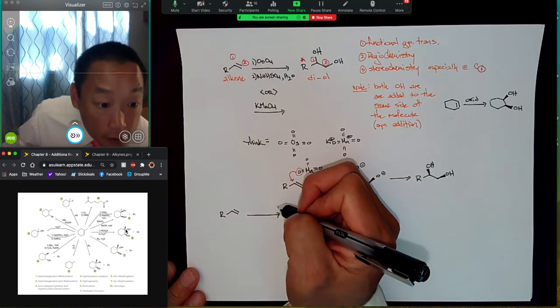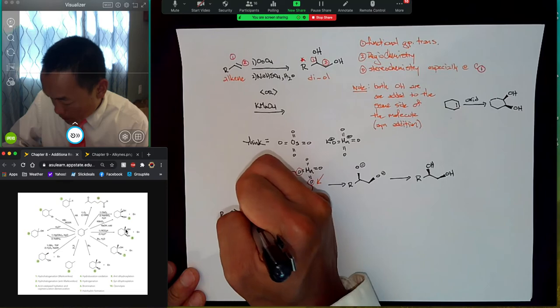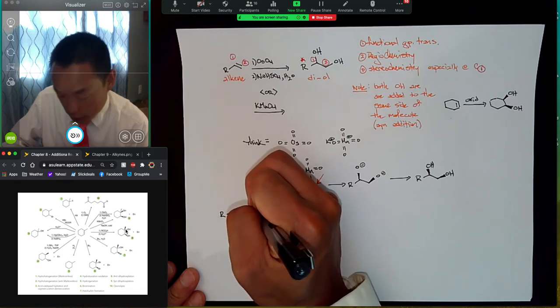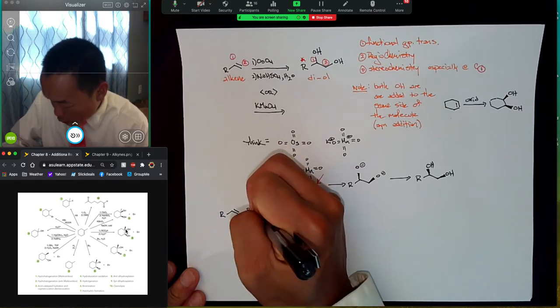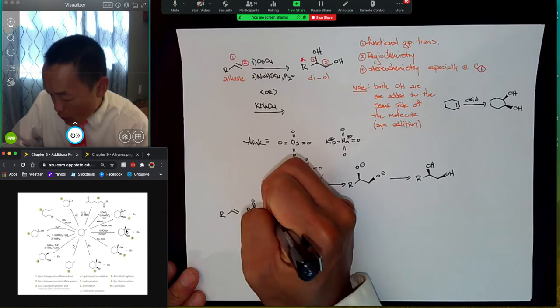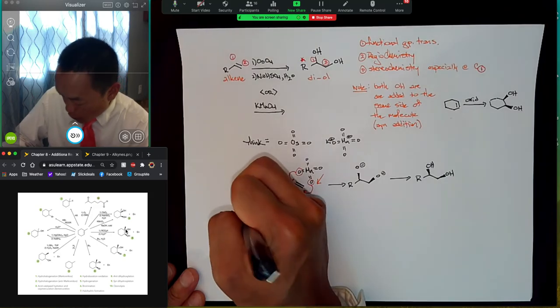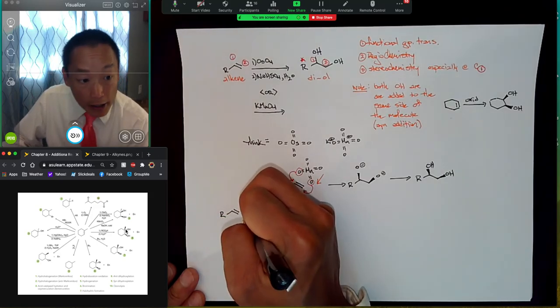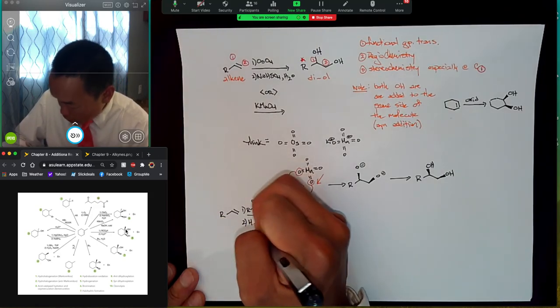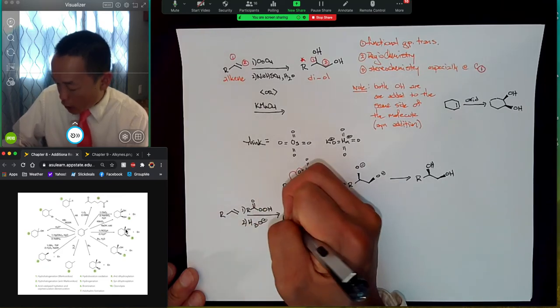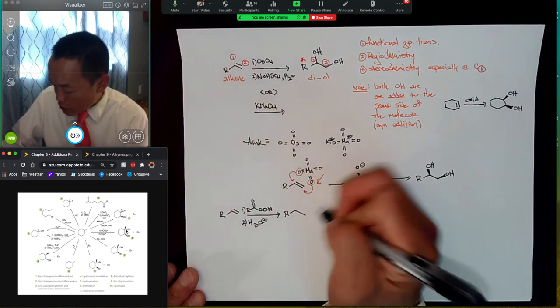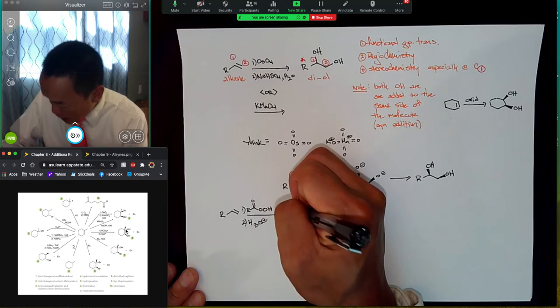Where is it? There it is. R, C, double bond O, O, O, H. Two O, O, H right in a row. And then followed by acidulated water conditions, will produce a diol as well.